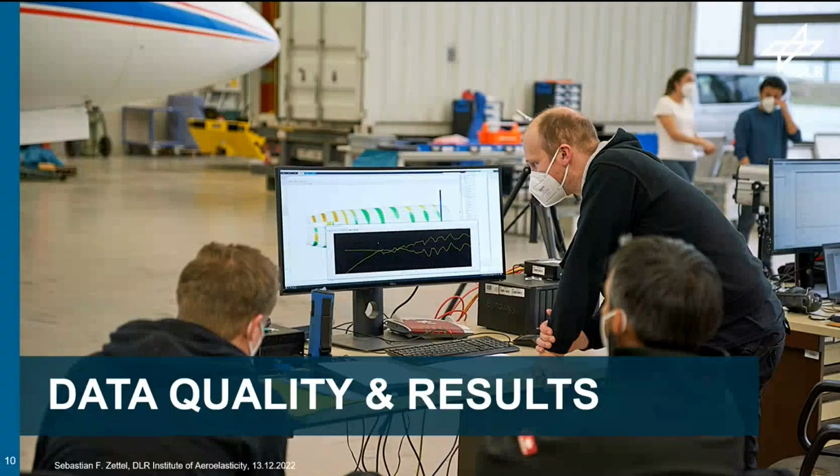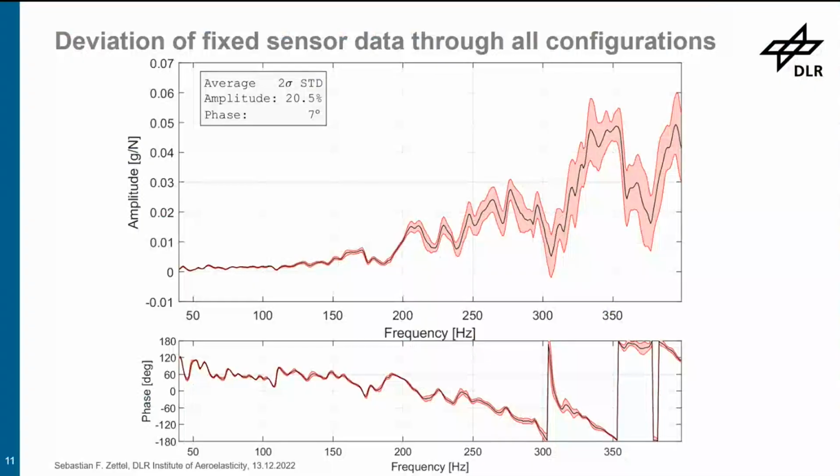Okay, so much for the measurement campaign. Now I will talk a little bit about the data quality and the results we acquired as measurement data. Here you can see the standard deviation of the fixed sensors on the offside of the aircraft for all sets of configurations of the roving grid.